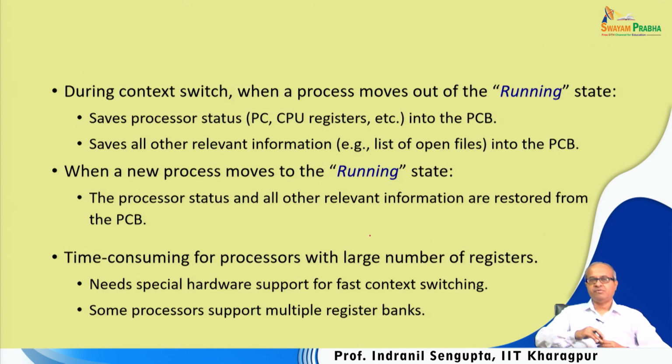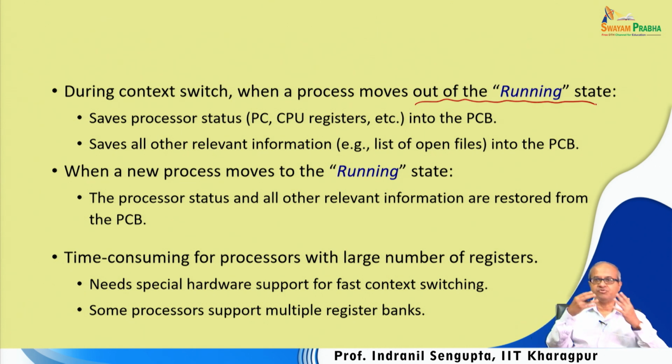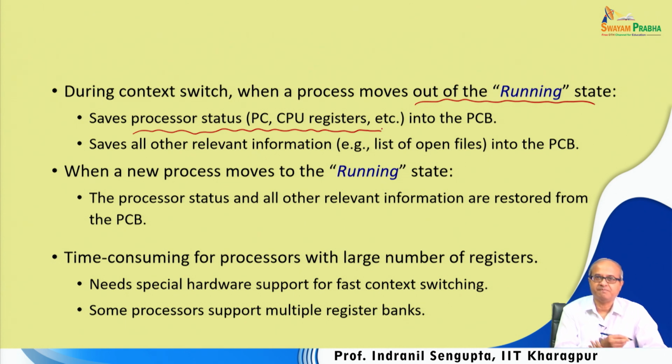So, as I said, during the context switch operation, when some process moves out of the running state. So, when a process is in the running state, it was using the CPU registers, program counter was pointing to the next instruction. So, all such processor status information, the registers, must be saved into the PCB first, and of course, the other relevant information like files, memory information, etc. This is the first thing you must do. The process which was running, save its information in the corresponding PCB.